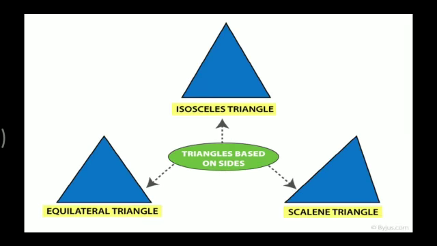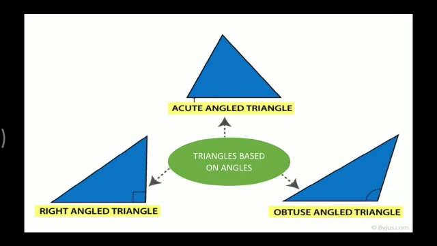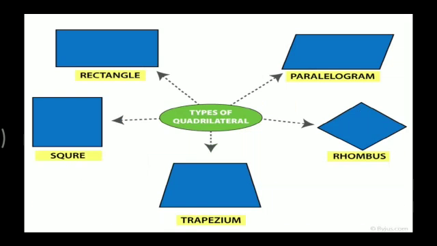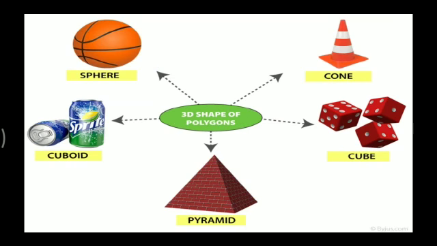And triangles are classified further based on their sides and angles. Based on their sides, they are classified as isosceles triangle, equilateral triangle, and scalene triangle. Based on their angles, they are classified as acute angled triangle, right angled triangle, and obtuse angled triangle. Quadrilaterals are classified as square, rectangle, parallelogram, rhombus, trapezium, kite, etc. And some of the 3D shapes are cube, cuboid, sphere, pyramid, and cone.